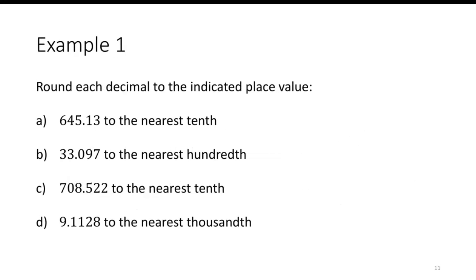So, for example, 645 and 13 hundredths to the nearest tenth, my rounding digit is the 1, and so I look at the 3 to the right of it. That's less than 5, so I would round down. 645 and 1/10.